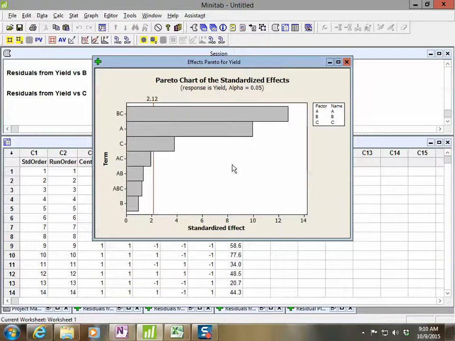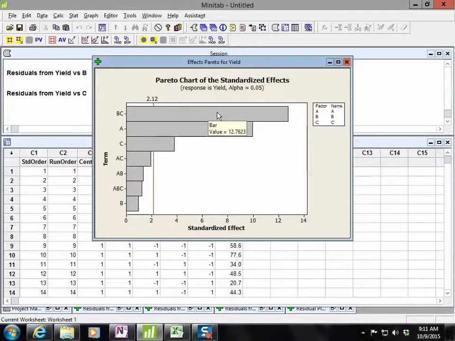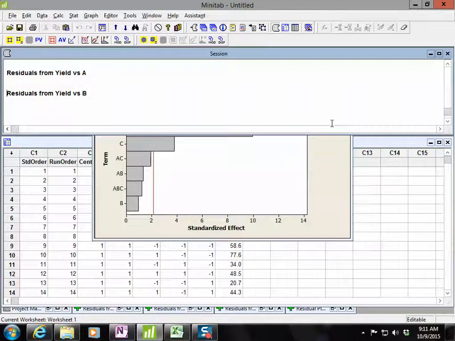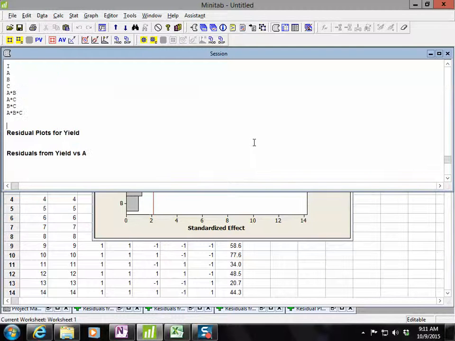Pareto chart, you've seen this before. This 2.12, that's your T star. And then these are the T values of the interactions, or excuse me, all the effects ranked high to low. Right? So it's a nice visual that you can present to people. These things are doing something, these things aren't. So the results that we got that we're really interested in, though, are over here.